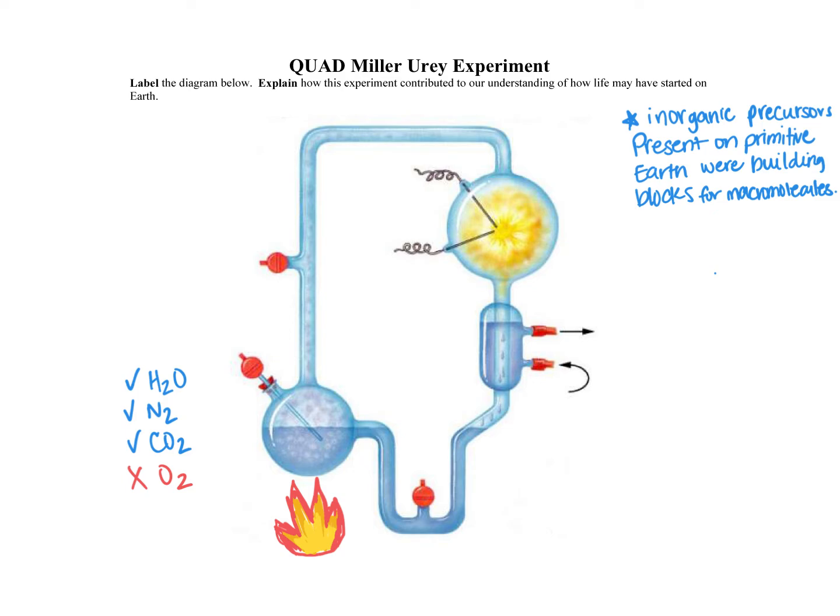So what happened was Miller and Urey used this area where it had electrodes, and this was to simulate lightning. And again, that lightning was to provide energy. Now what's happening is the lightning is breaking bonds and allowing these molecules to switch partners and mix up. And so what Miller and Urey did was they added this area, which is called a condenser.